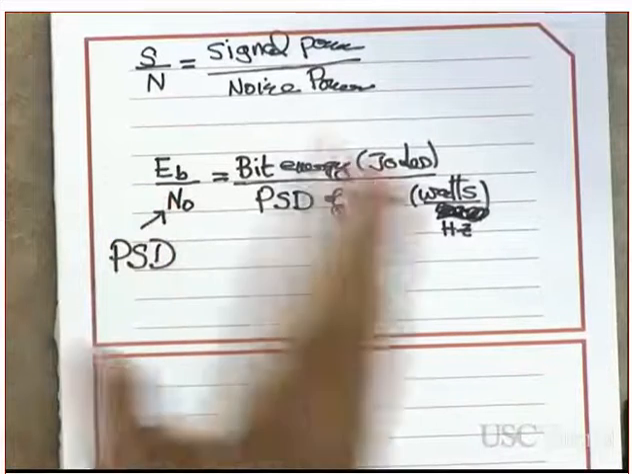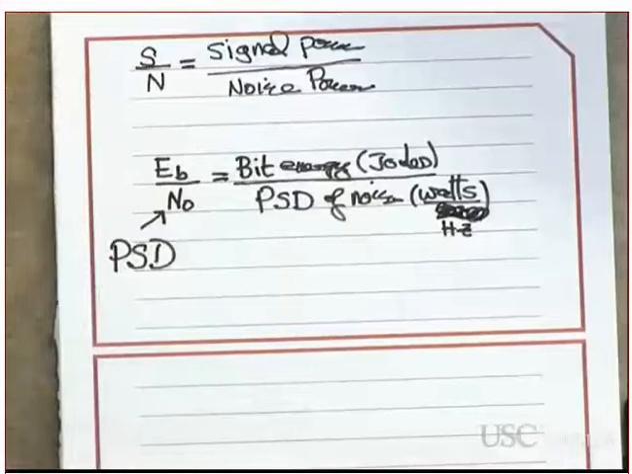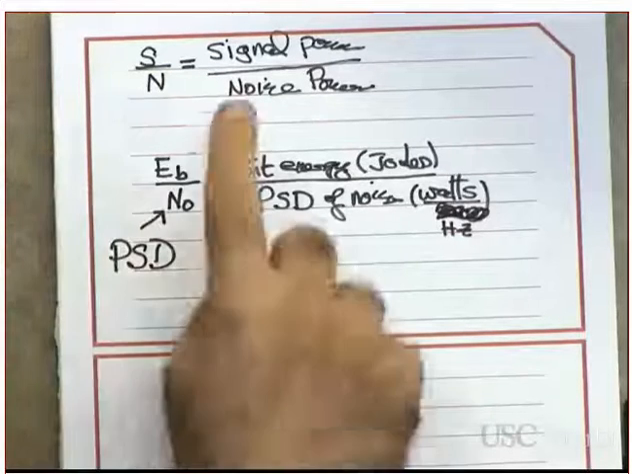The people in the industry, they don't call it Eb over N0. They call it EbNo, because it's easier to pronounce. Did you get that? So if somebody tells you EbNo, I don't want you to say, I need a dictionary. What does EbNo mean? It does not mean Eb times N0. It means Eb over N0.